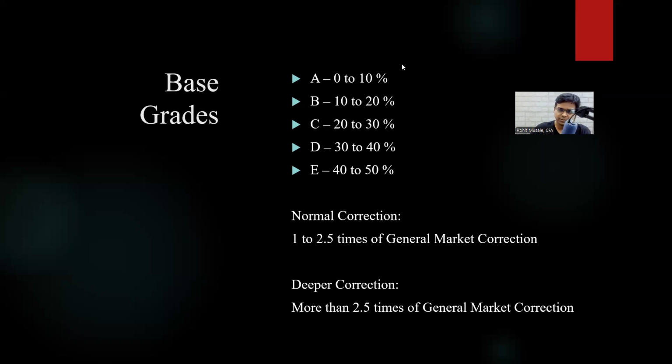So I divide bases into these 5 parts. Okay. There is a mistake here. So, for example, A grade base means 0 to 10% correction from the 52-week high. Okay. So this is the height of the base from the 52-week high to the bottom of the base.